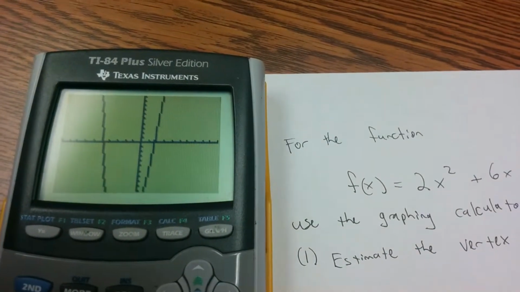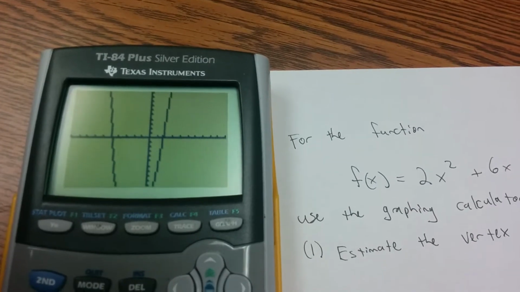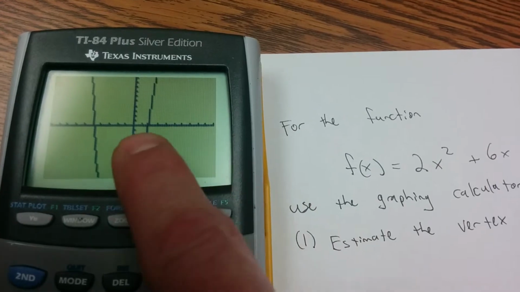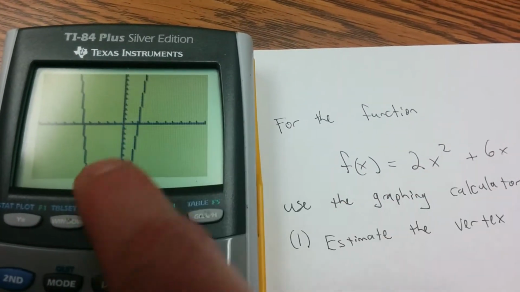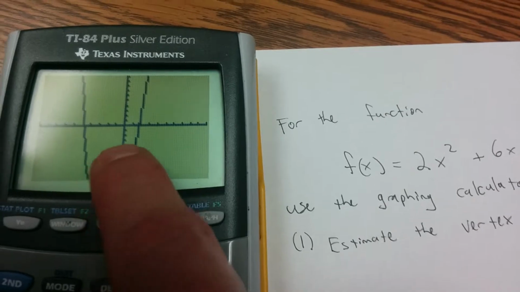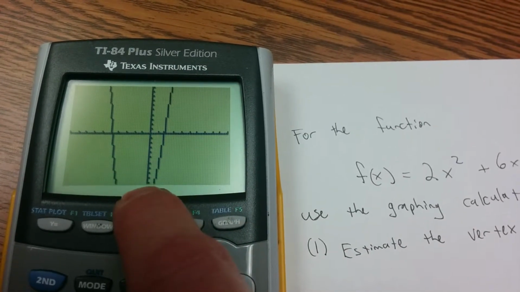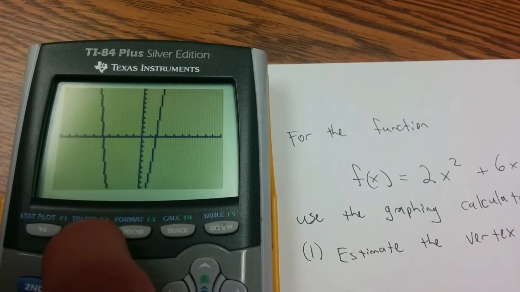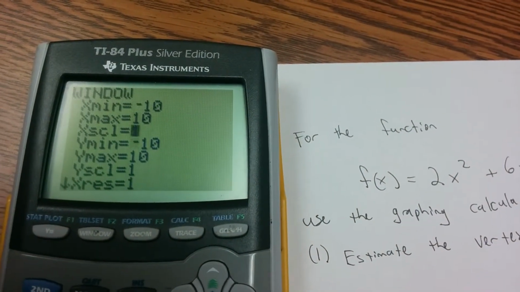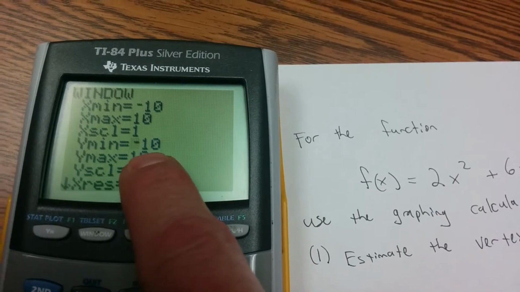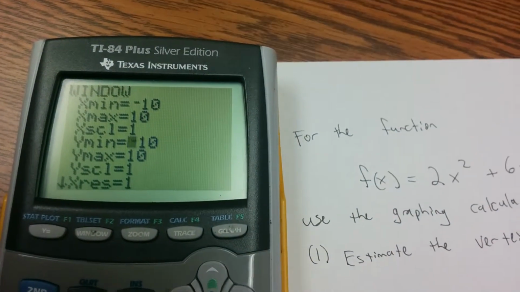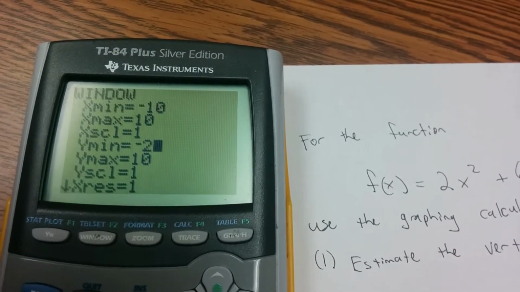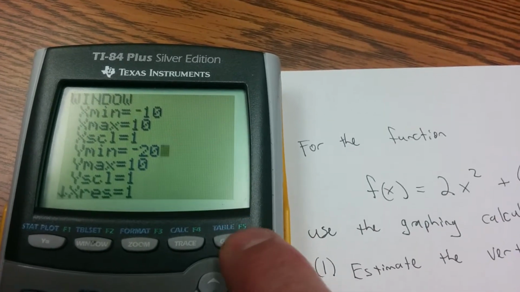Now, in this case, this is one of those situations where when we look at a graph, we might want to change the window. The first problem asks me to find the vertex. You can see the parabola shape, but the vertex is somewhere down below. So in this window, the smallest y value I can see is negative 10. On our calculator, we can change that. So I press the window button, and I arrow down here, and I change the y min from negative 10 to something smaller. We sometimes have to do this by a little trial and error, but I'm going to make it negative 20.